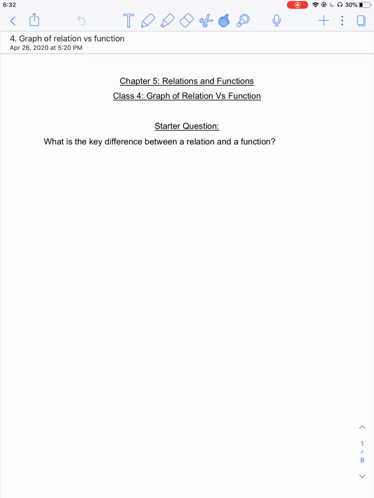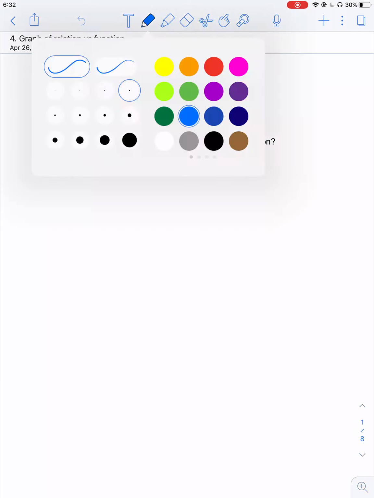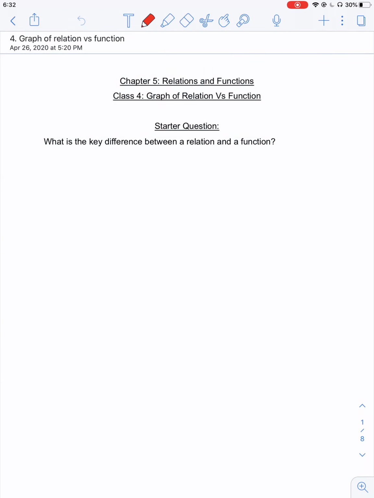But today we're going to talk about the graph of a relation, and compare that to a graph of a function. And we can actually look at the graph and come to the same conclusion. Okay, so before we talk about that stuff, let's just refresh our memory.